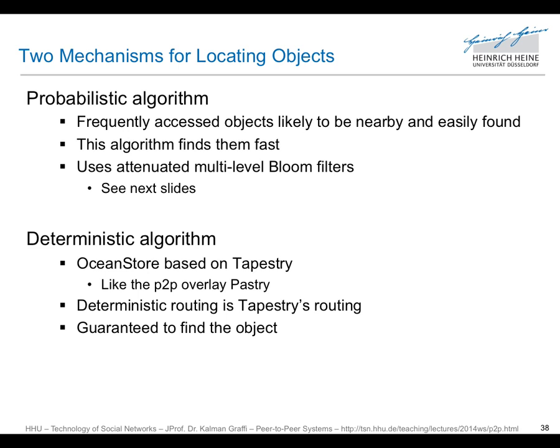And the deterministic algorithm uses Tapestry, which is really like Pastry. I think the difference is that in Pastry you have this prefix-based routing, and in Tapestry you have this postfix, so you just turn the IDs around and then you have the same. It's also deterministic and it's guaranteed to find the object because you have the DHT function to find it under its object ID.